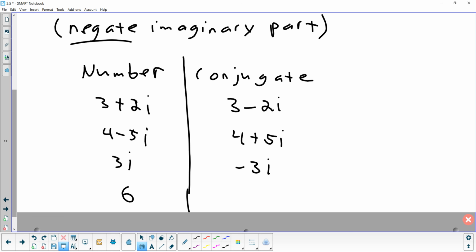And 6. I think they know the conjugate of 6. Jack? Not negative 6. I can see why you'd say negative 6, but in this case, it's not negative 6. Zach? Just 6. Stays the same. And if you're wondering how that stays the same, think of this as 6 plus 0i. The conjugate would be 6 minus 0i. Plus 0i, minus 0i, same thing. Okay. Questions on how to find a conjugate?